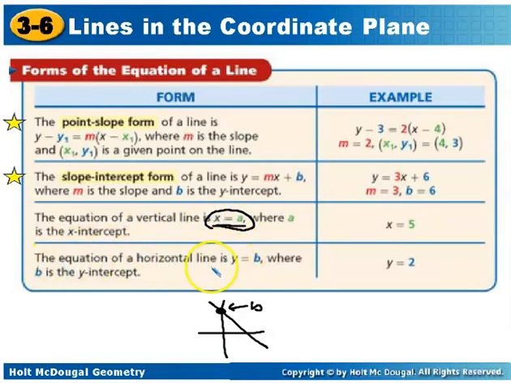We end up with the same problem sometimes on a horizontal line where we think it should be written as x equals something. Okay, so we reverse these a lot of times right here. But it really is written as y equals b. So it's saying that my horizontal line is going to cross my y-axis somewhere at some value of y. And that would be that value that we're talking about. And a couple of examples of those are right here.